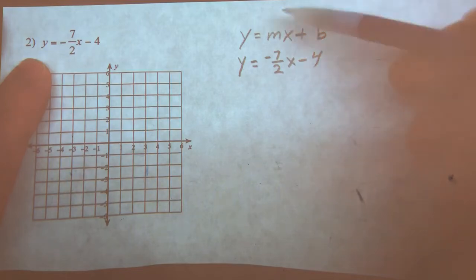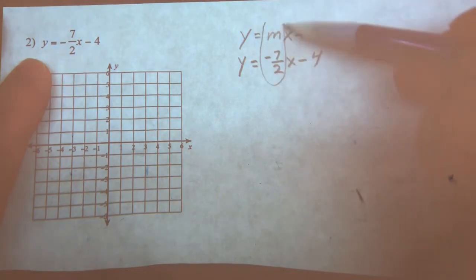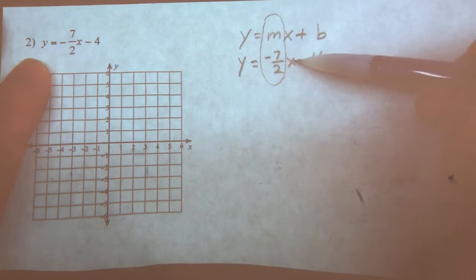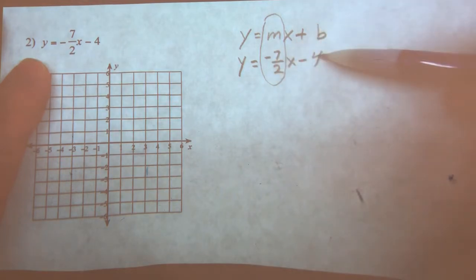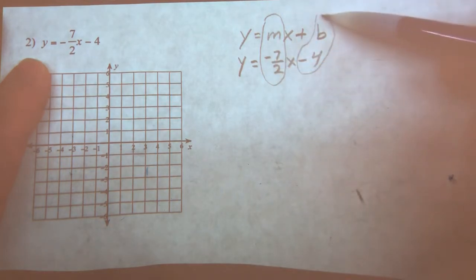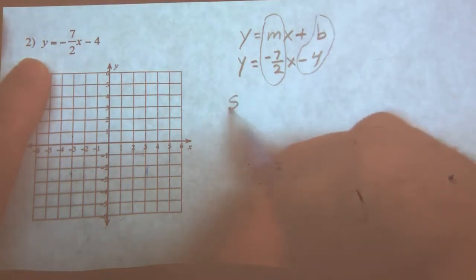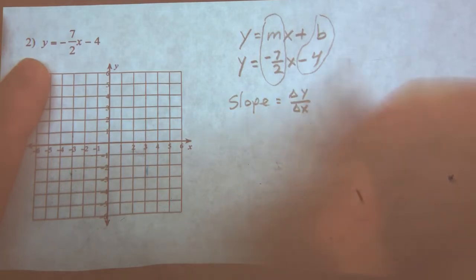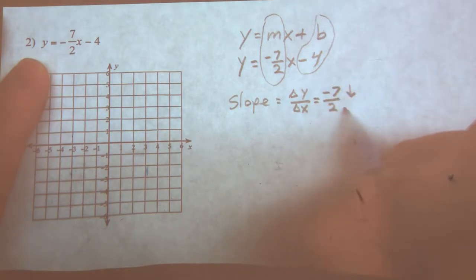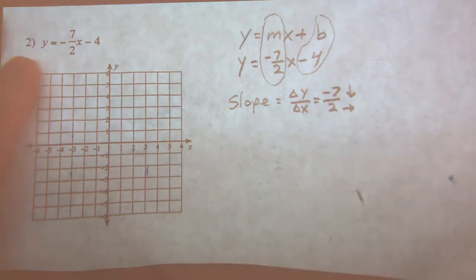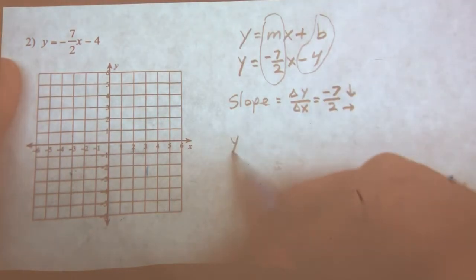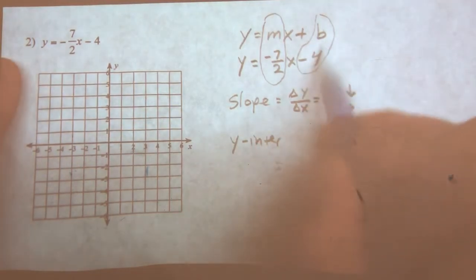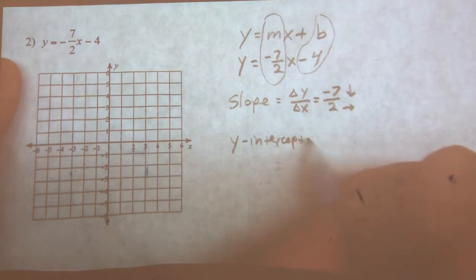Whatever the m is, that's your slope, not -7/2 x, but just the -7/2. And then whatever the b is, including the subtraction sign of that negative. My slope, which is defined as change in y over change in x, is -7 over 2, meaning this goes down 7, right 2. And my y-intercept is whatever that number b is, so in this case, -4.